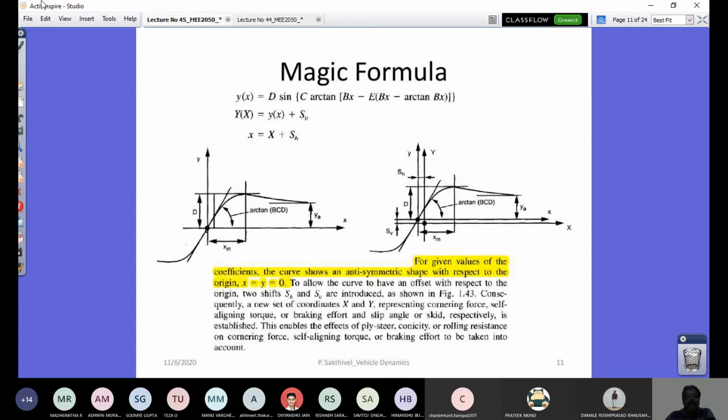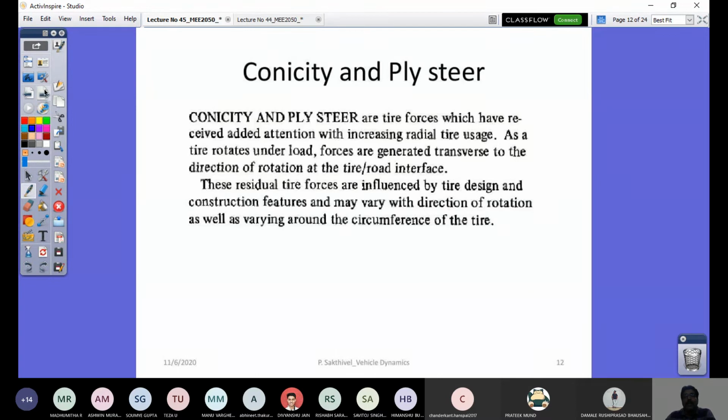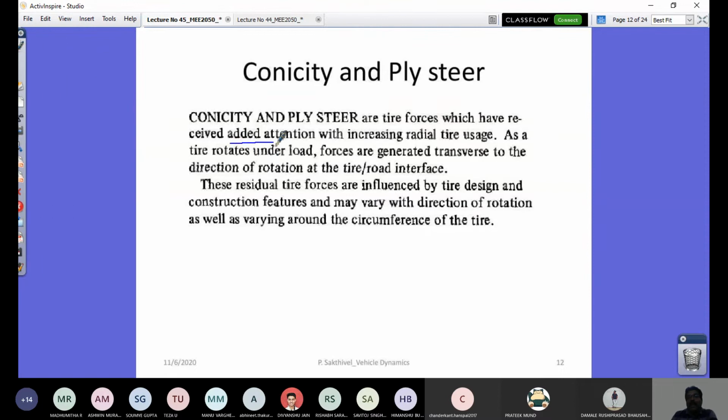And let's march ahead, looking at what conicity and Ply Steer are. Conicity and Ply Steer are tire forces which have received added attention with the increasing usage of radial tires. So radial tires are responsible for this attention to conicity and Ply Steer. As the tire rotates under load, forces are generated in the direction of rotation at the tire-road interface.